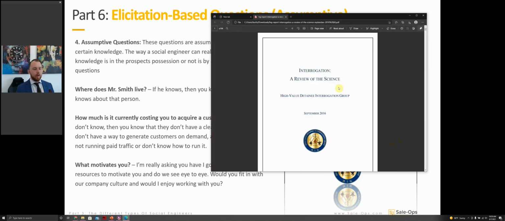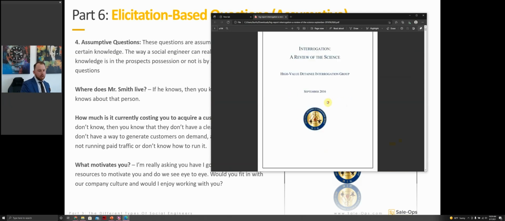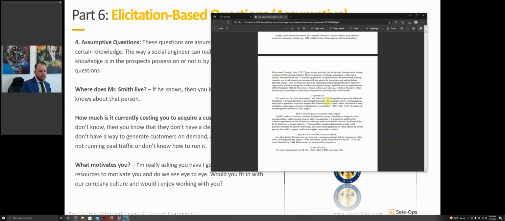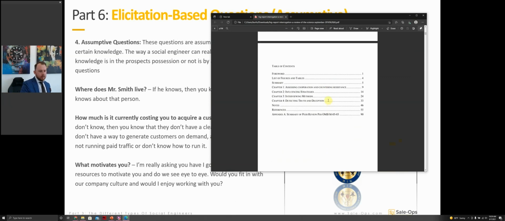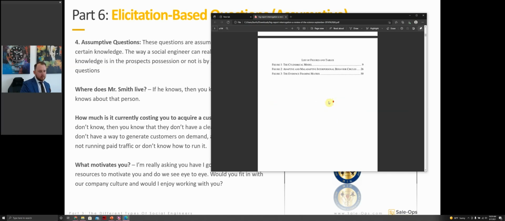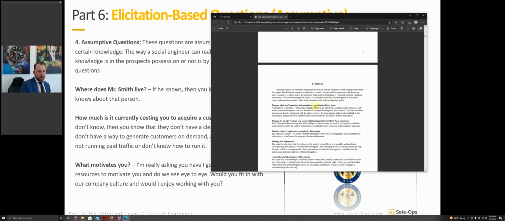Open file. Here we go. Interrogation, a review of the science. High valued interrogation by the FBI. You can check out this document. So, forward, list of figures and tables, summary, chapter 1, assessing cooperation to counter resistance, influencing strategies, interviewing methods, detecting truth and deception. This is directly from the FBI's website.